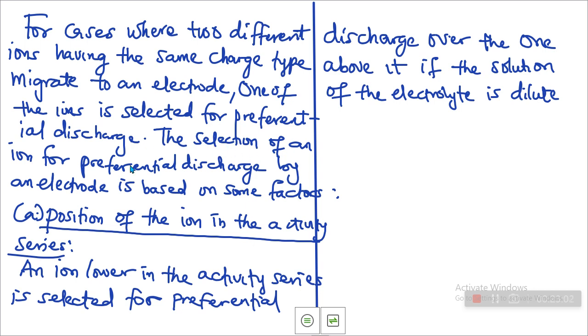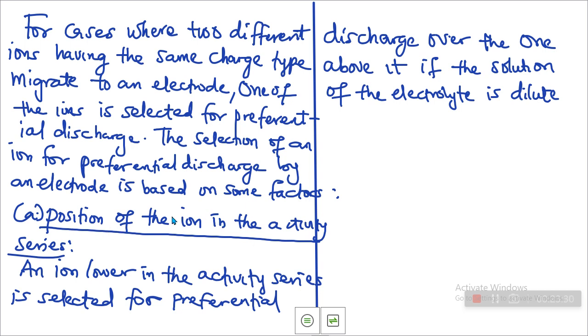Now the selection of ion for preferential discharge at an electrode is based on some factors. We have 3 factors for preferential discharge of ions. The first factor is the position of the ion in the activity series. The second is the nature of the electrode. The third is the concentration of ions. Most of the time, except if they want to trick you, it is the position of the ion that determines it, rather than concentration and nature of the electrode.